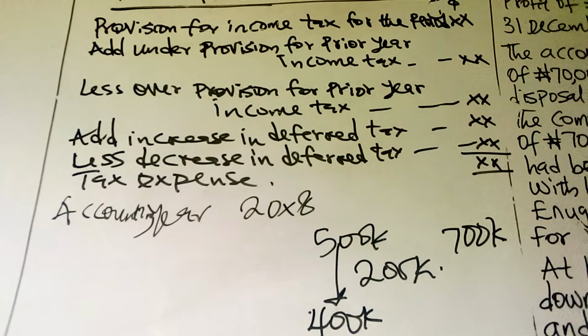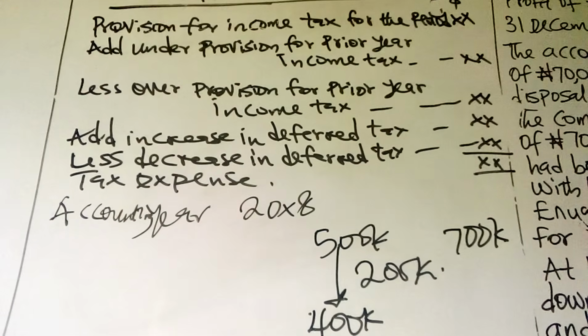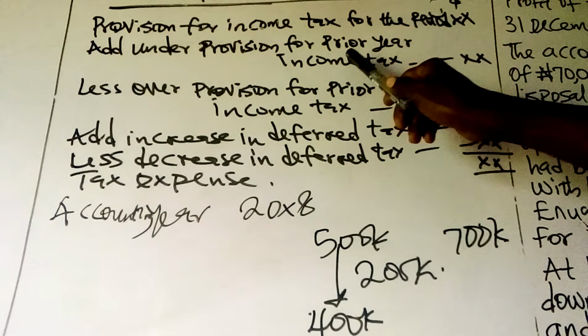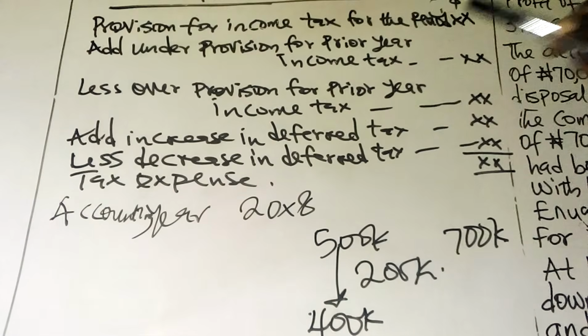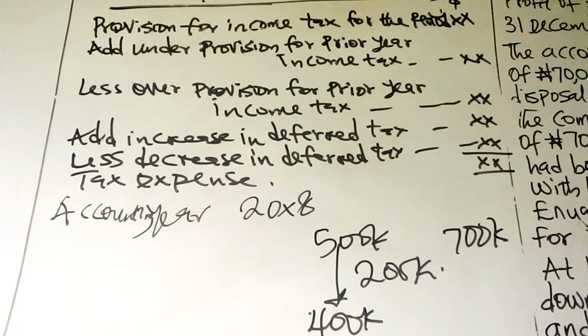So I've told you that under provision for prior year tax will be found in the debit side of the trial balance, while over provision for prior year tax should be credited to the trial balance. Please take note of that. I want to solve two questions as worked examples. So this presentation will be taken as part 1. Part 2 will cover the deferred tax.